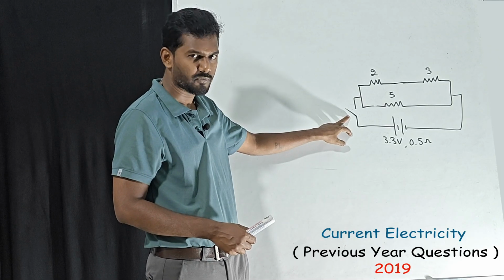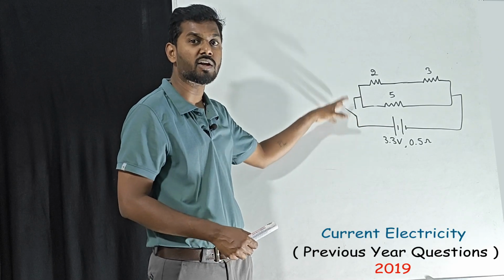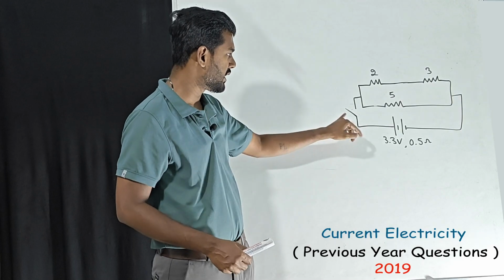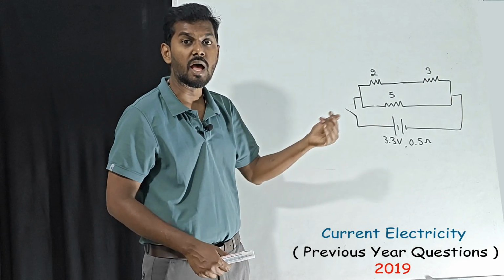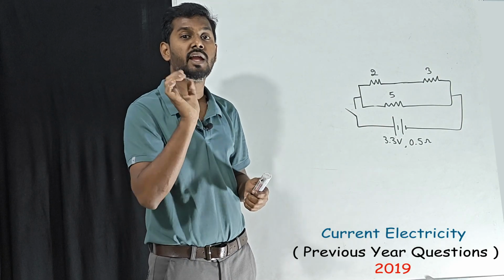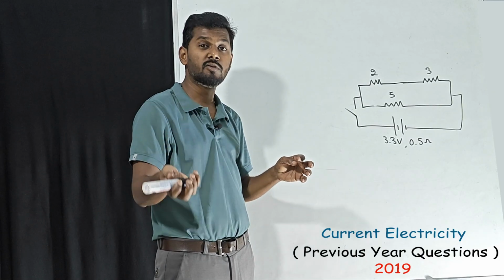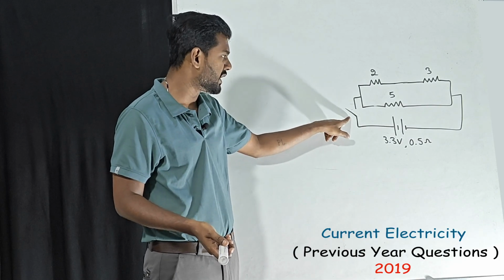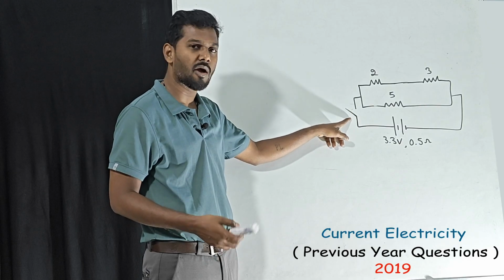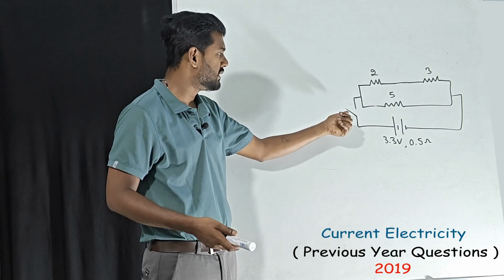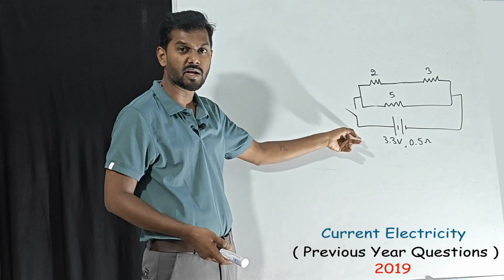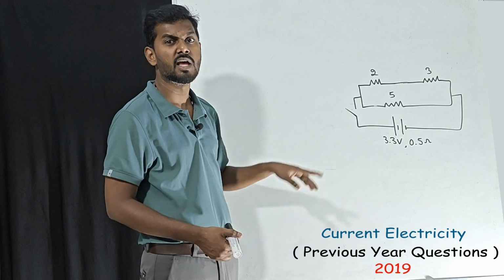Assume the key is here. When it is open, the current will not enter. If the current is not entering, the resistance will be infinite. Keep that in mind. When the resistance will be infinite, this is the main key, correct? How can I say this is the main key? Because if it is an open circuit, the current will not even enter. That is why we call it the main key.